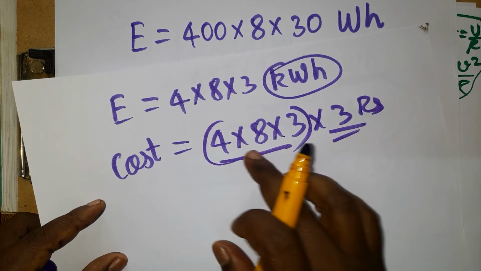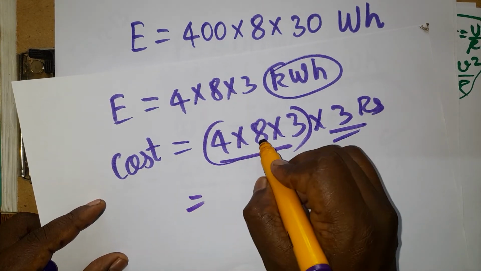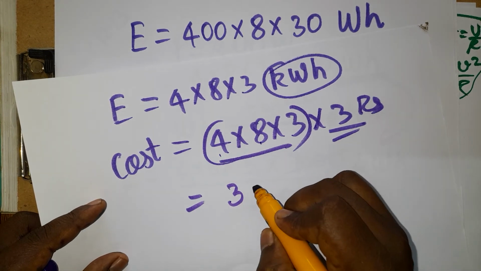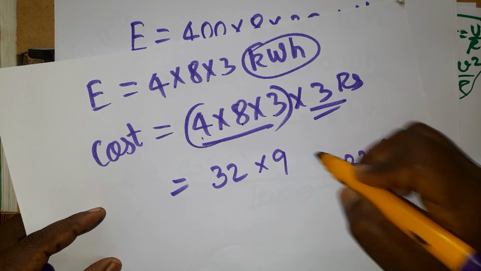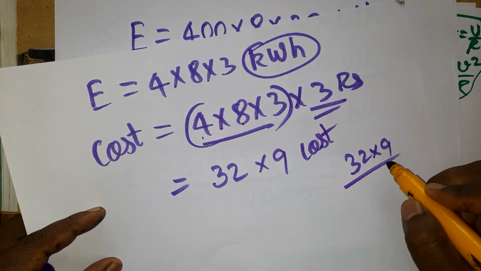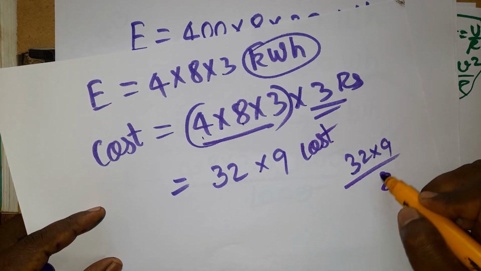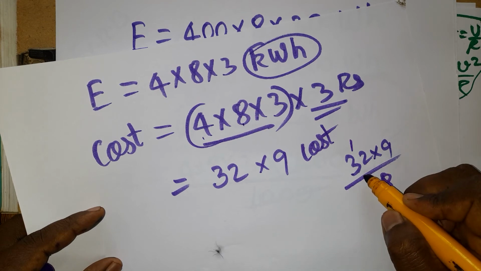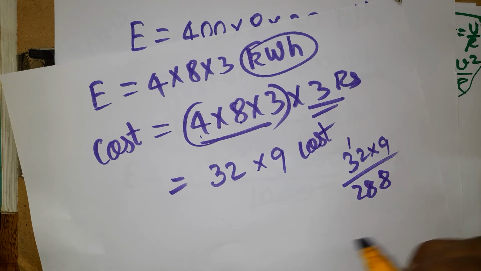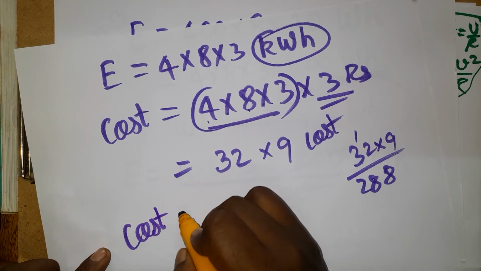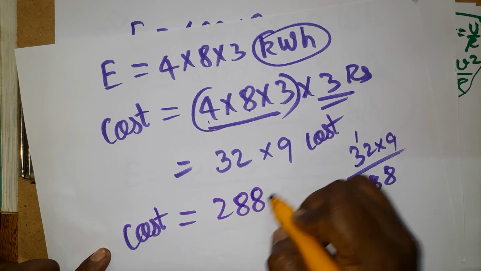Okay, now we can multiply. It's going to be 4 times 8 is 32, and 32 into 9. That is the cost of that particular month. So finally the cost of the electric bill is going to be 288 rupees.